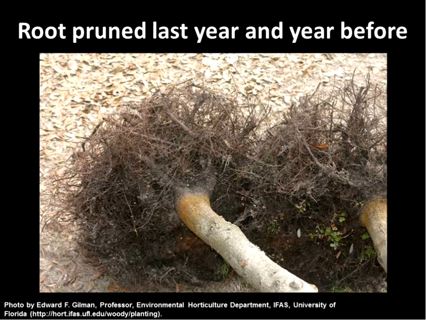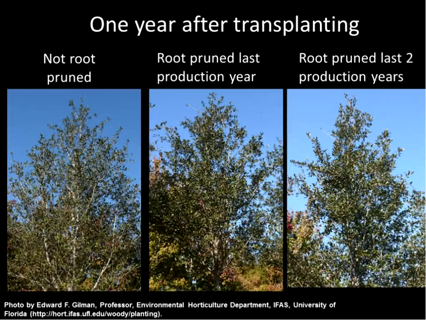This has only been root pruned once. This one has been root pruned twice. That looks a whole lot like a container grown tree once you've cut off the outside deflected roots and you shake the substrate out of it. And so what does that mean? When you plant them in the landscape, here's just some examples.